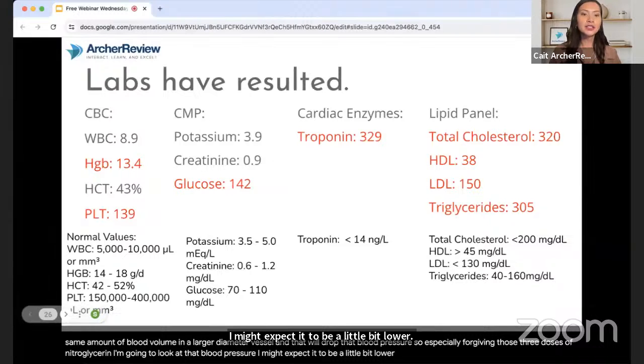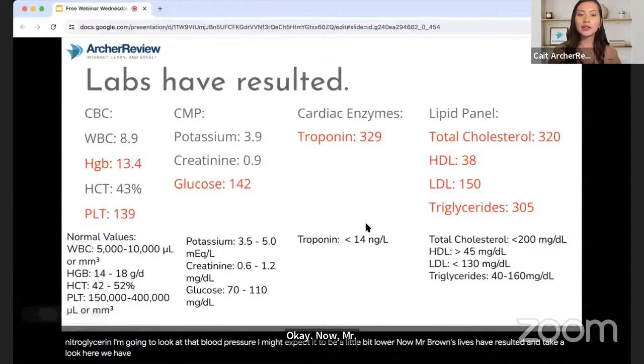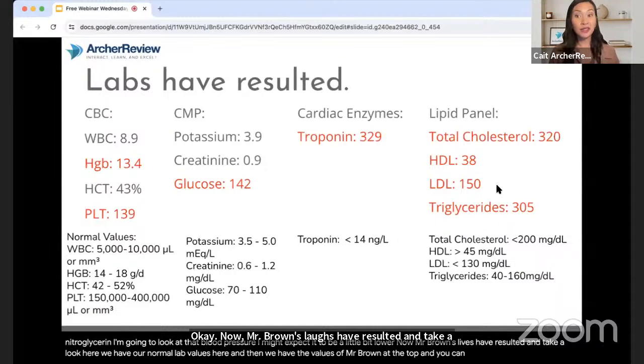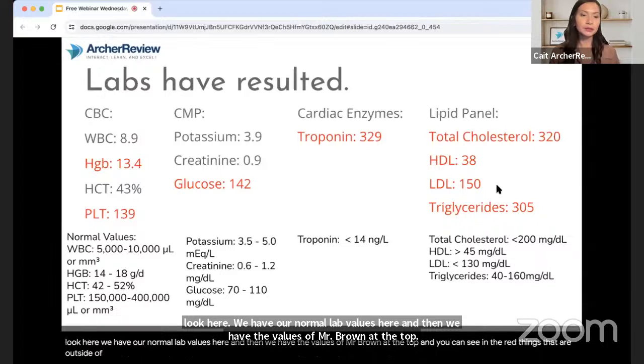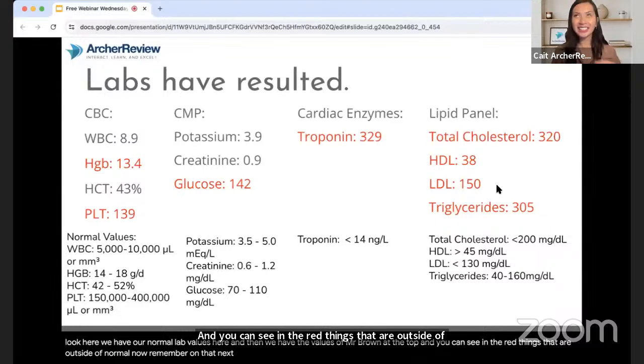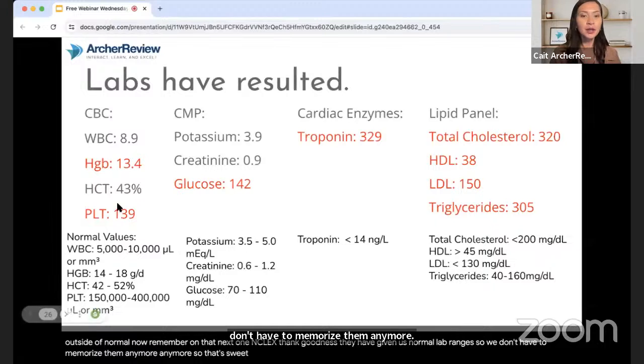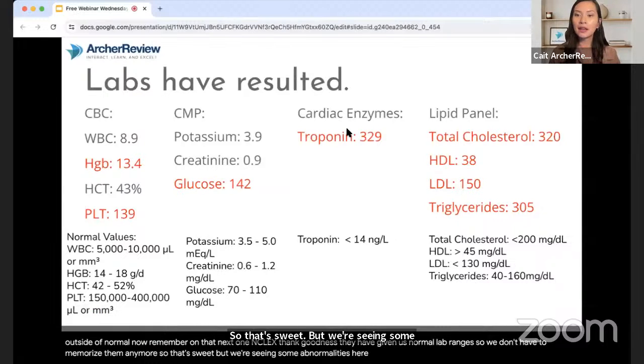Okay, now Mr. Brown's labs have resulted, and take a look here. We have our normal lab values here, and then we have the values of Mr. Brown at the top. And you can see in the red things that are outside of normal. Now remember, on that next-gen NCLEX, thank goodness they have given us normal lab ranges, so we don't have to memorize them anymore. So that's sweet. But we're seeing some abnormalities here.